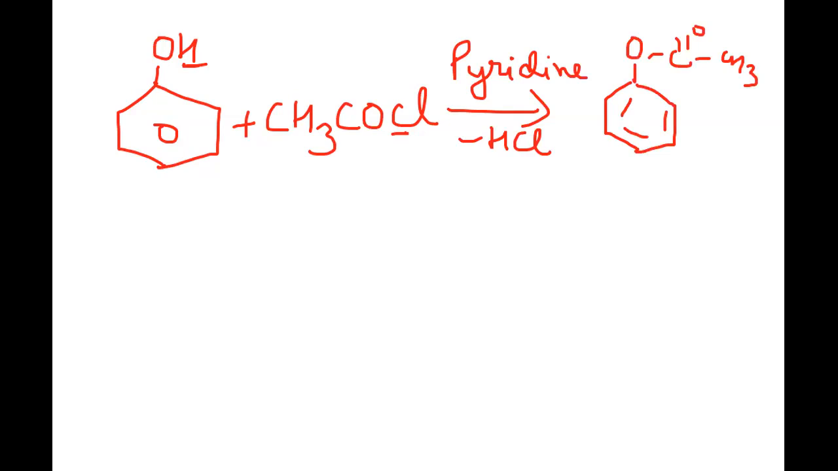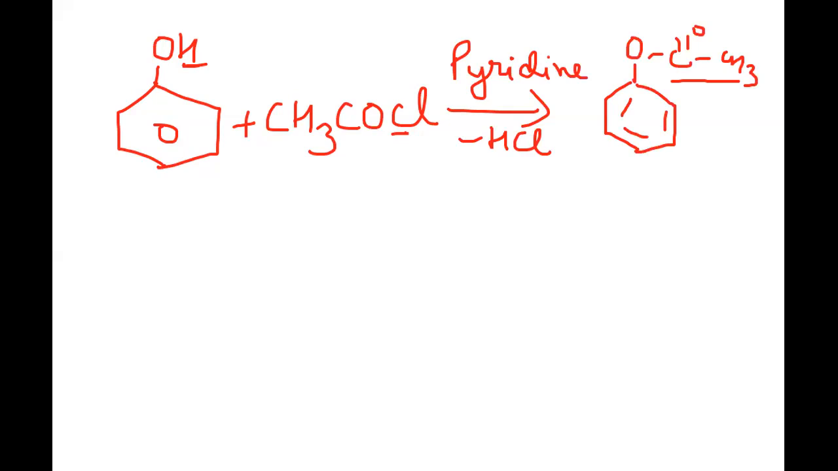And since this is the chain, the carbonyl group is attached to CH3 here. That is why the name is going to be phenyl acetate. I hope you know the difference between phenyl acetate and methyl phenyl, when the benzene ring is going to form the ester. Okay. Now the next is reaction with acetic anhydride.